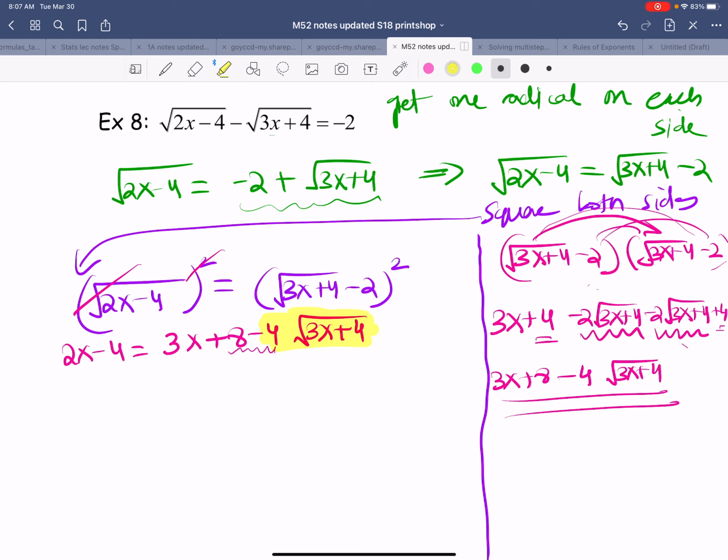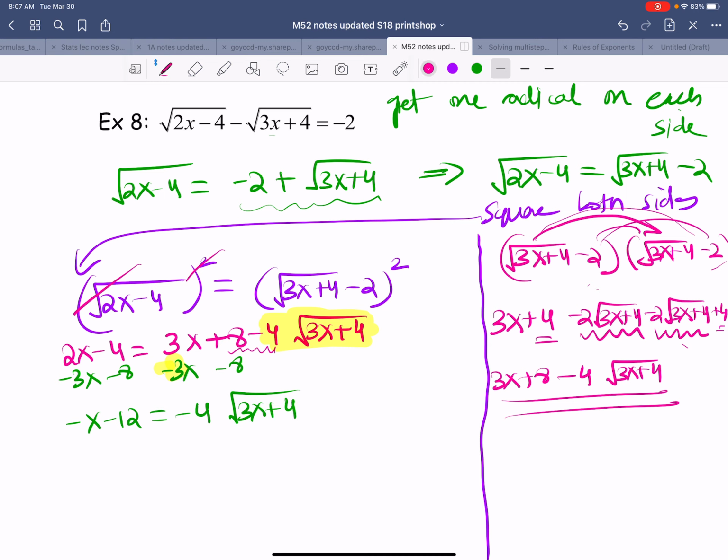Here again, I'm going to isolate the radical and then square again. So to isolate the radical, I'm going to subtract 3x from both sides and subtract 8 from both sides. 2x minus 3x is negative x minus 12 equals negative 4 square root of 3x plus 4.